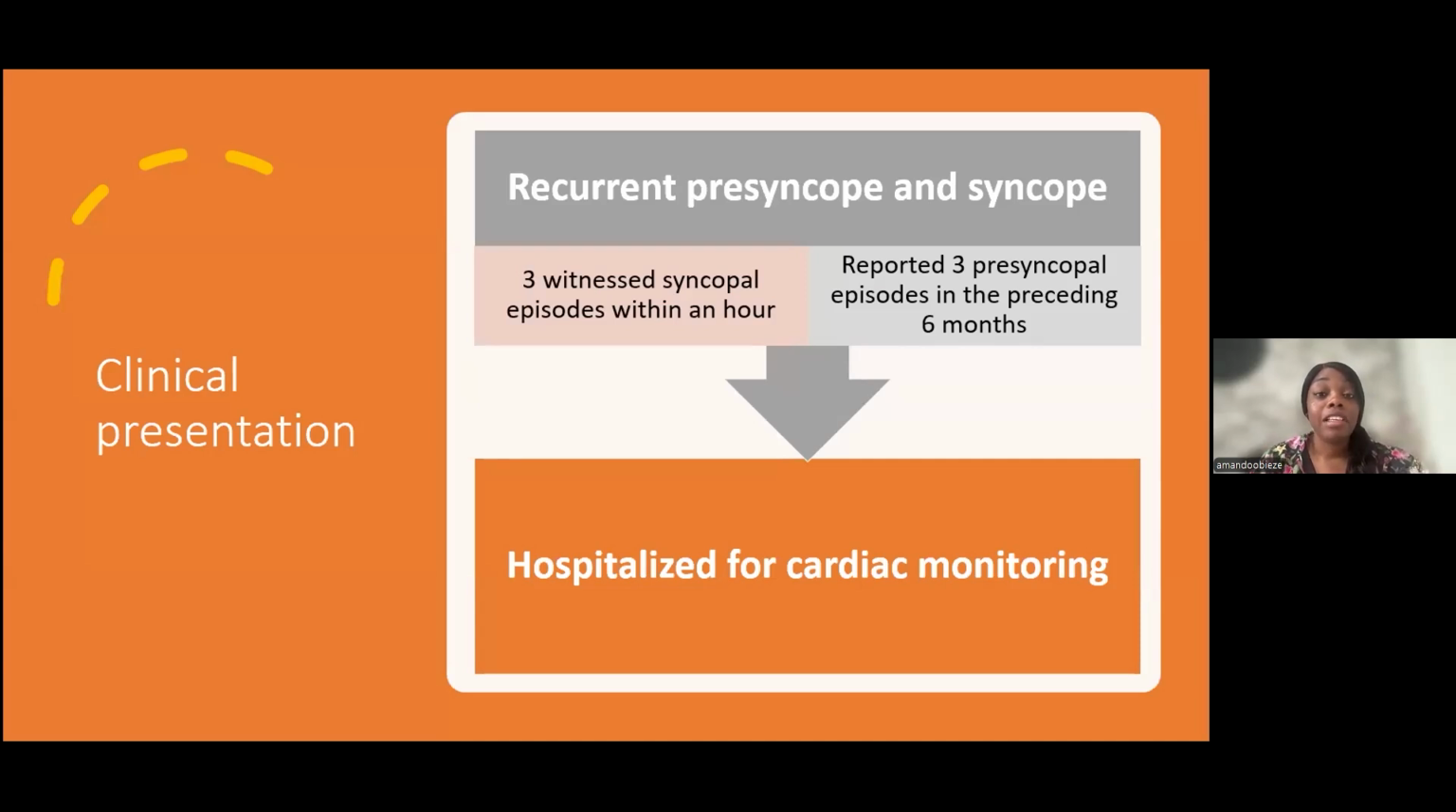So he had presented to us with episodes of recurrent pre-syncope and syncope. He had had 3 witnessed syncopal episodes within 1 hour. And he also gave a history of 3 pre-syncopal episodes that had happened in the preceding 6 months. So we admitted him for cardiac monitoring. Next, please.